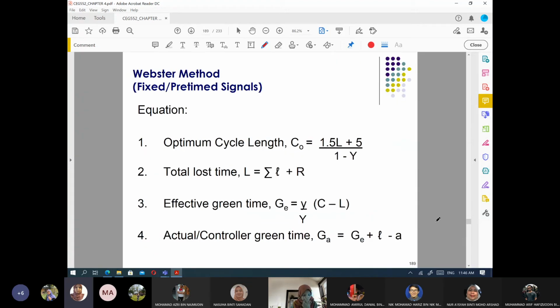Okay, this is the step lah. Dia punya step by step lah. Mula-mula cari C0, cari L, cari effective green time, dan baru you boleh cari controller green time. Kenapa kena cari effective green time? Sebab controller green time bergantung kepada effective green time. Okay.